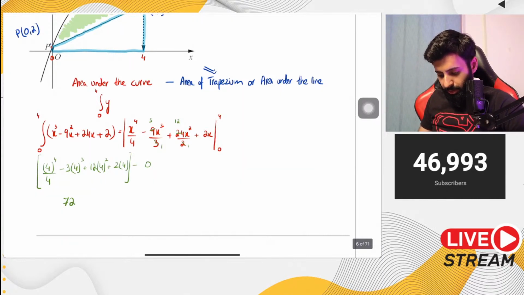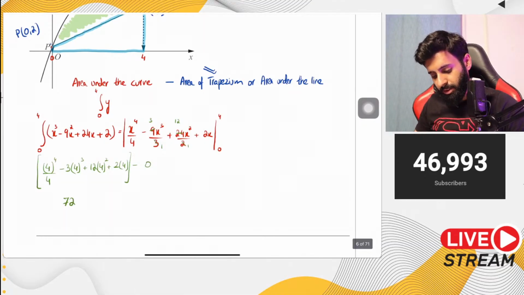Okay, so I mistakenly cubed the 4, I just realized. Let me just double check it, and see that my integral is also correct. Minus 3 into 4 cube plus 12 into 4 square plus 2 into 4. Yep, 72 is correct. Okay, 72 minus 0 is 72.